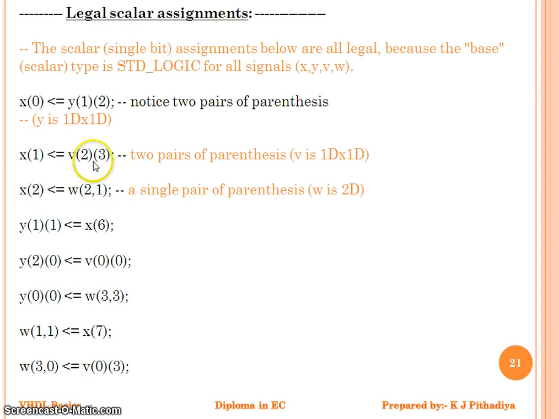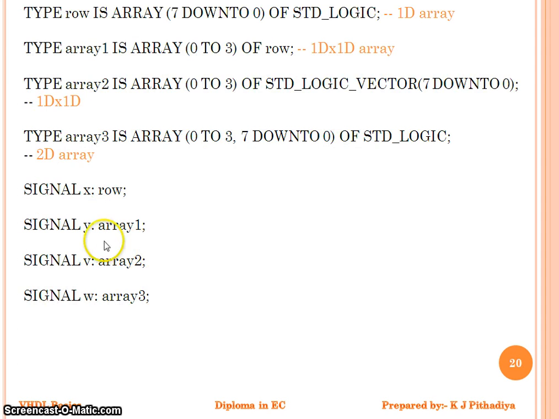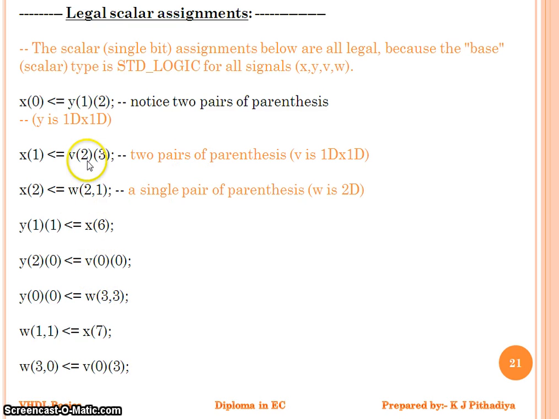In the next, v of 2, 3, now what is v? v is array 2, where array 2 is 0 to 3 of std_logic_vector 7 down to 0. So you can see that both are almost the same, array 1 and array 2, both are same. So 1d cross 1d, 1d cross 1d. So we can assign the value of v of 2, 3 to x of 1. So both are scalar values.